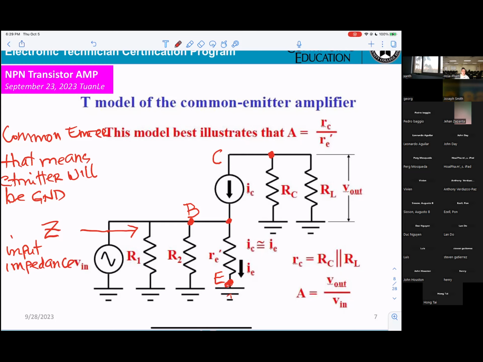And they can use R in, or Z in, parallel. They can call different names. But if you're looking from the source sideways into the amplifier, whatever resistance you get, that's what they call the input impedance. Now, if you're looking into that, what can you see? What is Zin supposed to be equal to? Parallel of the two. Parallel.